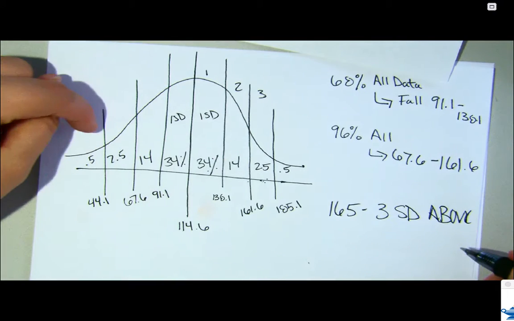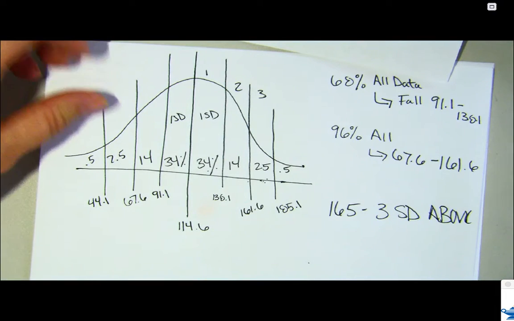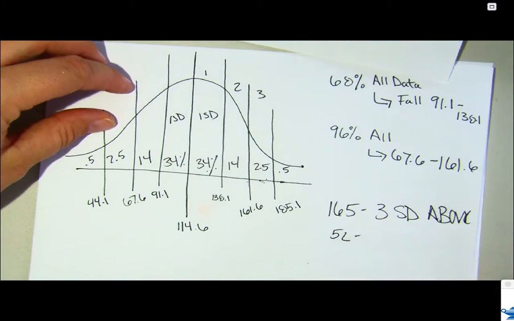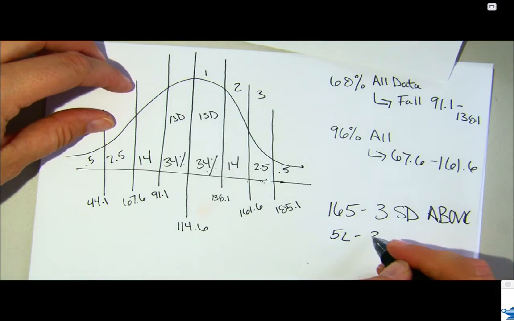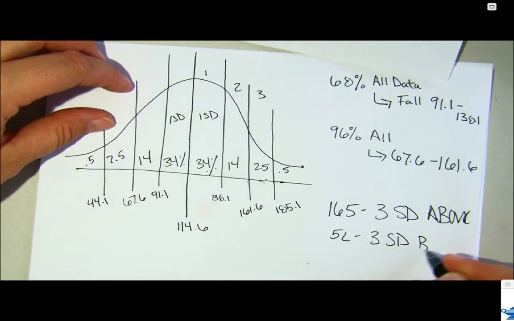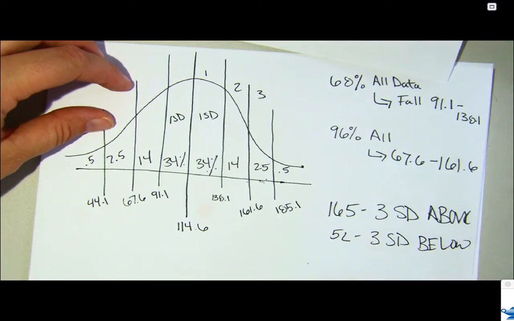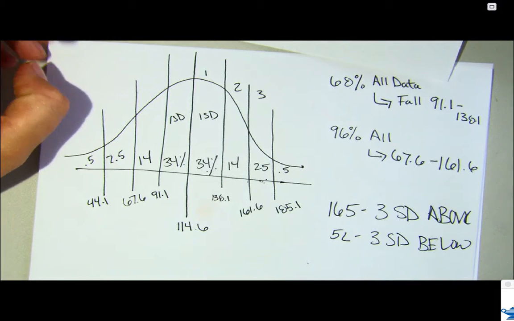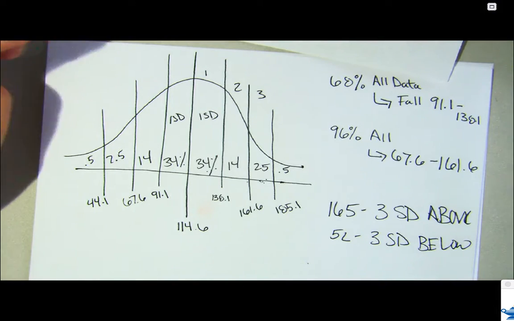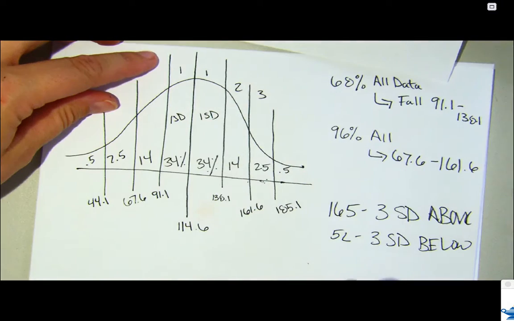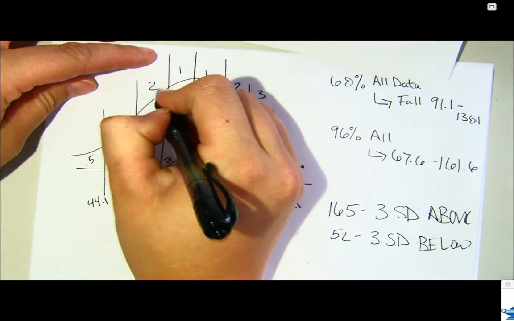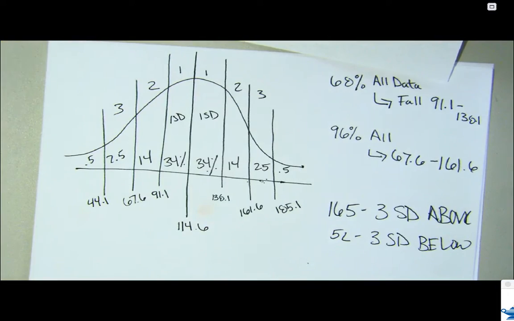If I scored a 52, I am what? 3 standard deviations below. Okay? Does everyone understand how the language works of this? There's 2 of each. Yeah, there's one below and one above.